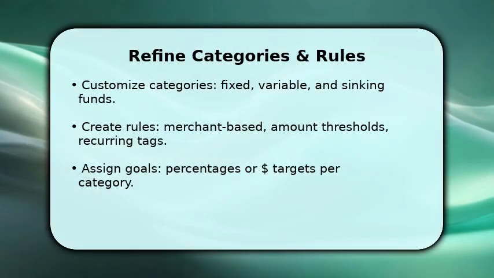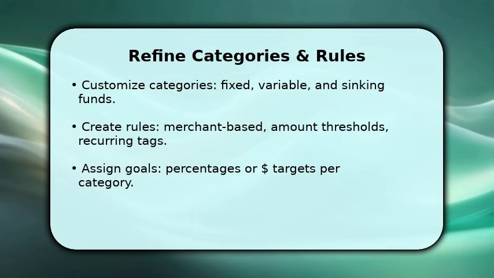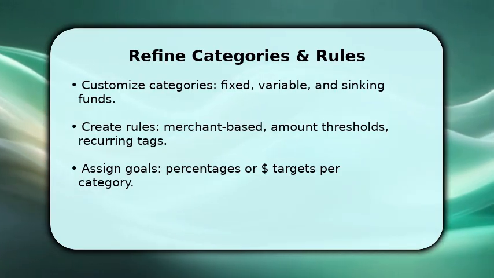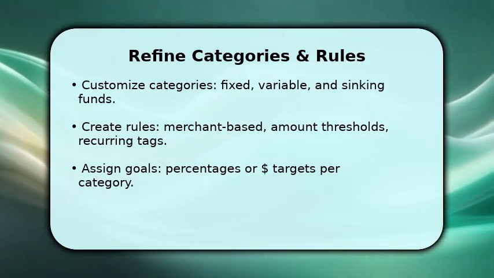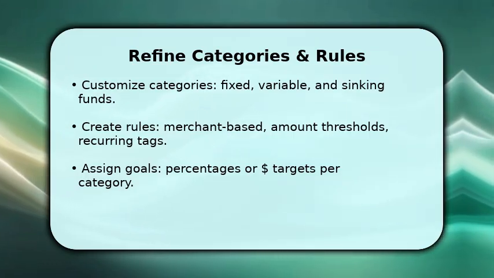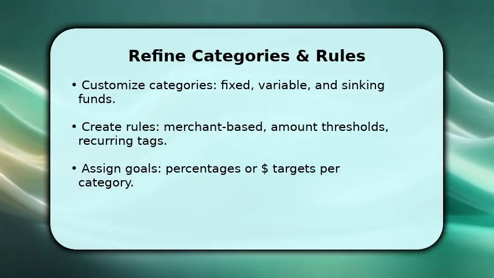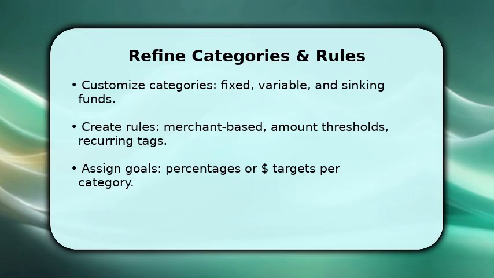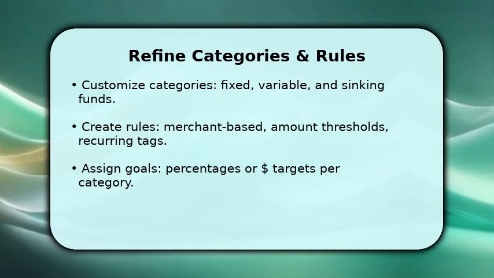Now focus on refinement. You should edit default categories into fixed, variable, and sinking funds so tracking matches purpose. Create transaction rules by merchant, amount threshold, or keyword to auto-categorize future entries. This reduces manual work and improves accuracy.